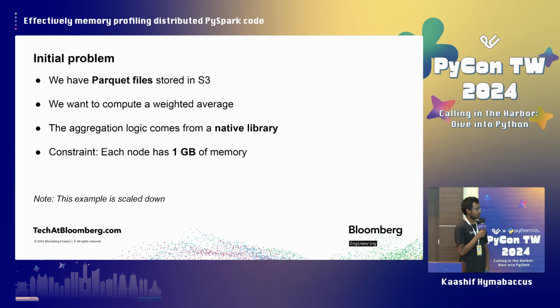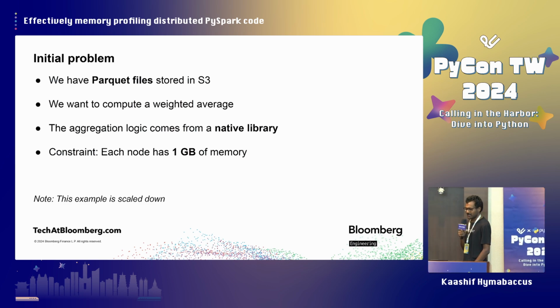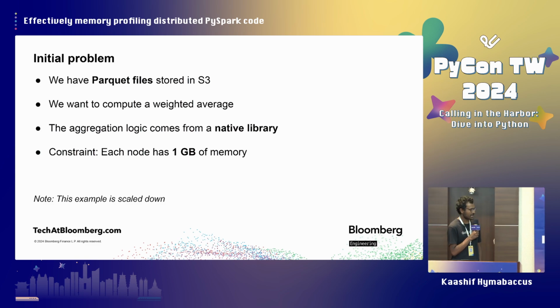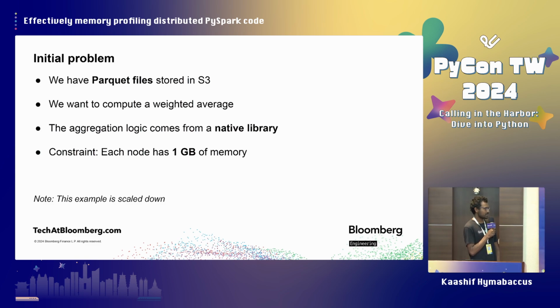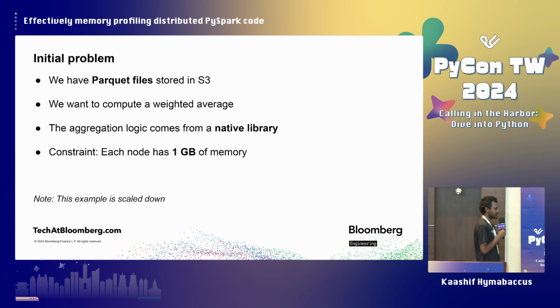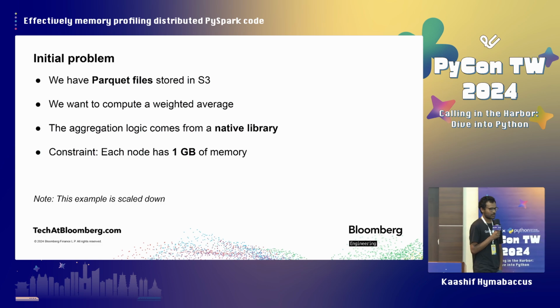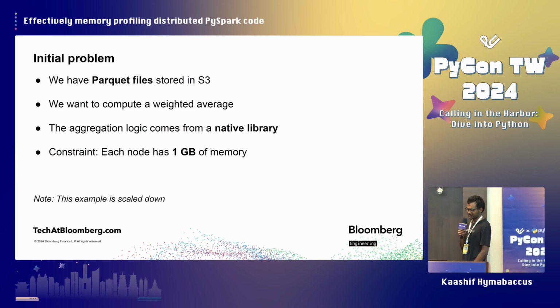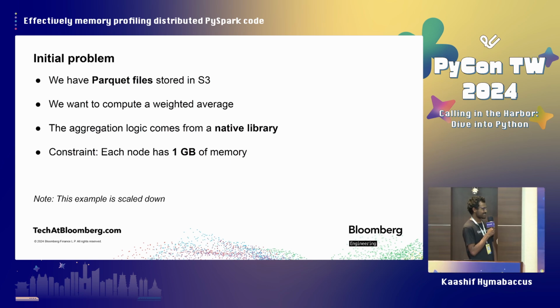And the aggregation logic comes from a native library. So we're going to have a shared object that has native code, and we're going to be using that as the primary source for our business logic. The constraint here is each node only has 1 GB of memory. So in real life, when we're running these workloads, we run them with hundreds of gigabytes of memory. But I wanted something that you can run on your laptop and that I could run on my laptop to produce the examples for this talk. So the examples are scaled down, so the numbers are a bit smaller than in the real world.